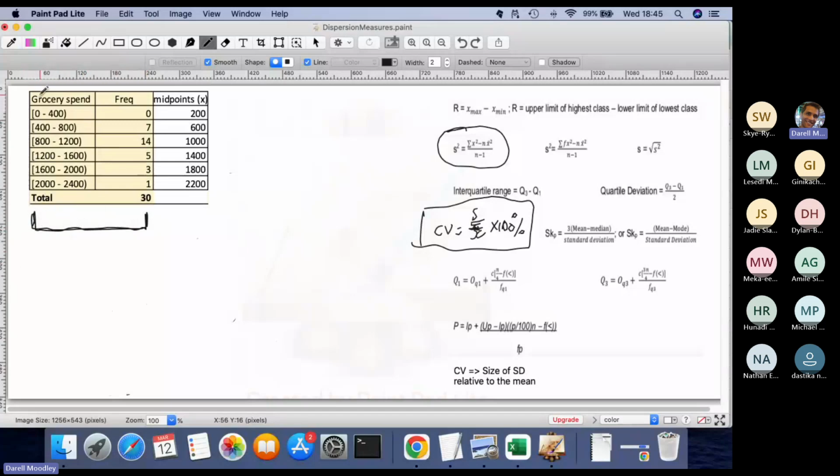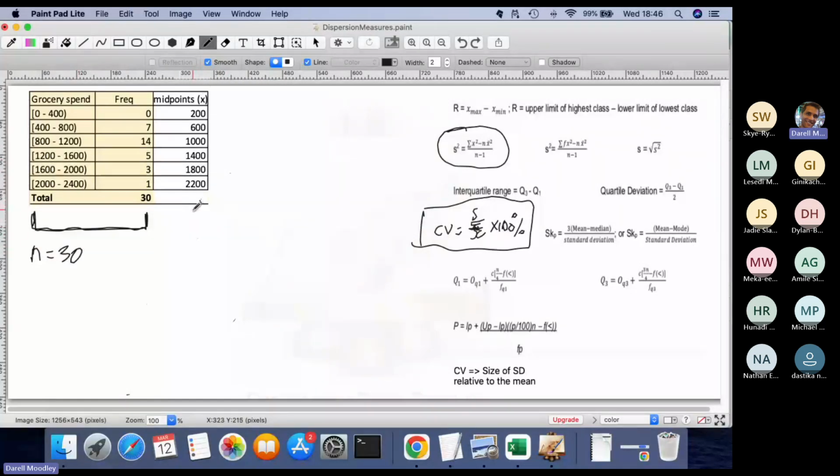So what you're told here is grocery spending amounts, and we're given the bins. In other words, for people who spend between 0 and 400 Rand in the first row, there's nobody that spends that amount. That's why the frequency is 0. But for people that spend between 400 and 800 Rand, we have 7 people, okay, etc., going all the way down. In total, we have 30 people. How did we figure out 30? Well, if you add up the frequencies, you'll get the total number of people. This 30 is what your N is. That's what N represents, the total frequency. N is 30.